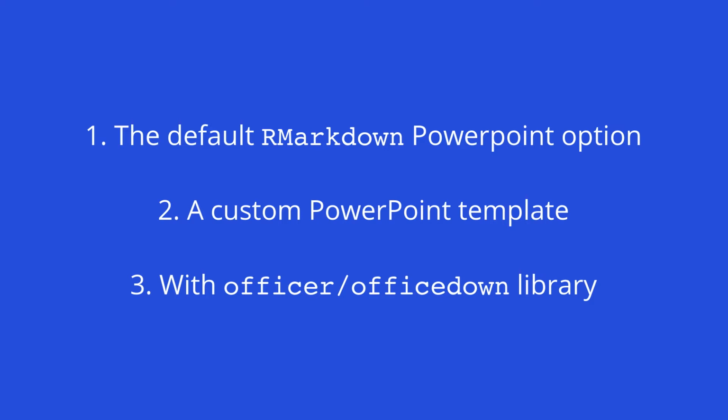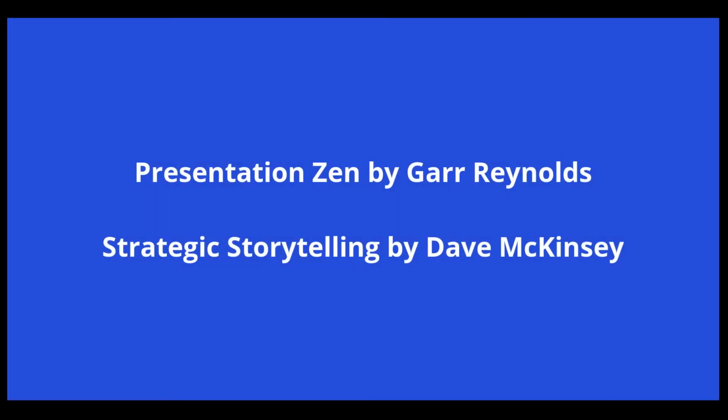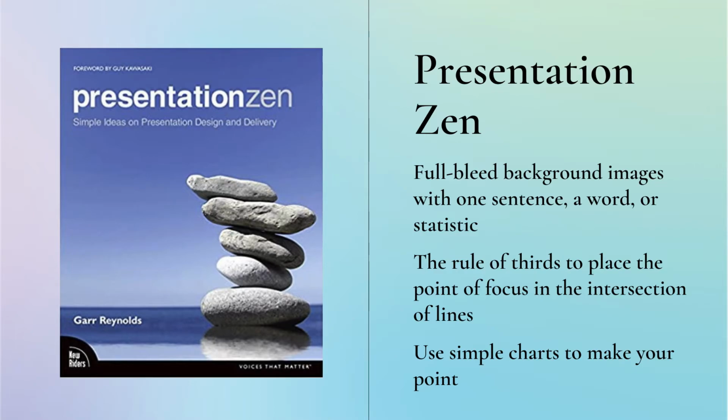Before we jump into creating these presentations, I would like to share with you a quick overview of PowerPoint and presentation design best practices from two books, Presentation Zen and Strategic Storytelling. Garr Reynolds, the author of Presentation Zen, recommends the use of full bleed background images with one sentence, a word, or a statistic. He also recommends using the rule of thirds to place the point of focus in the intersection of lines, dividing the slide into three equal sections, horizontally and vertically.